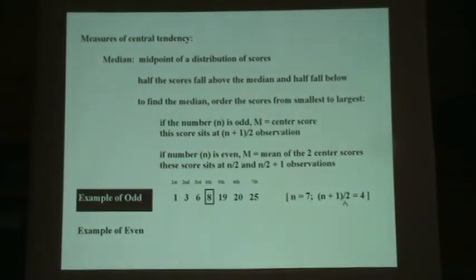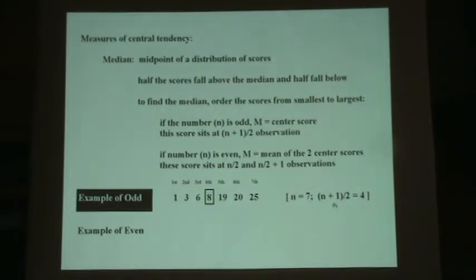So to find out at what place the median would be, we would go 49 plus 1 is 50. We would divide 50 by 2 and we would get 25. And so the median would be the 25th score in that data set if we lined it up from smallest to largest. So that's what that means.